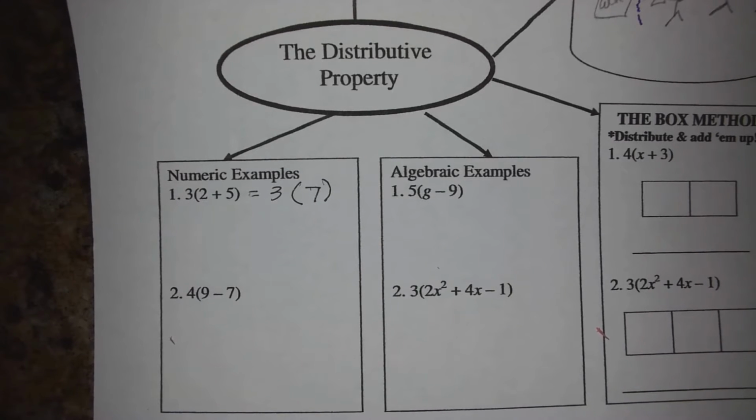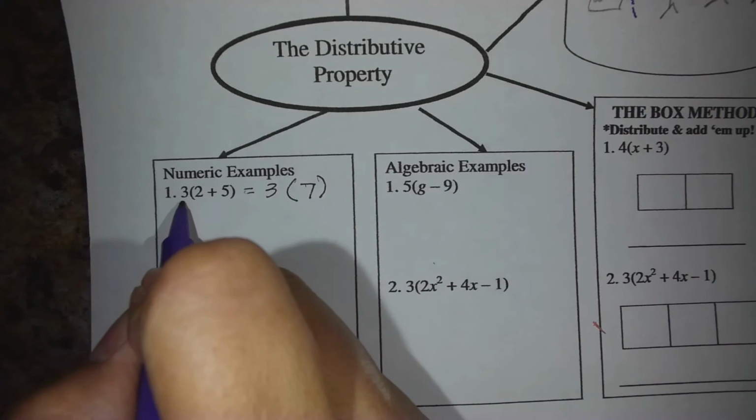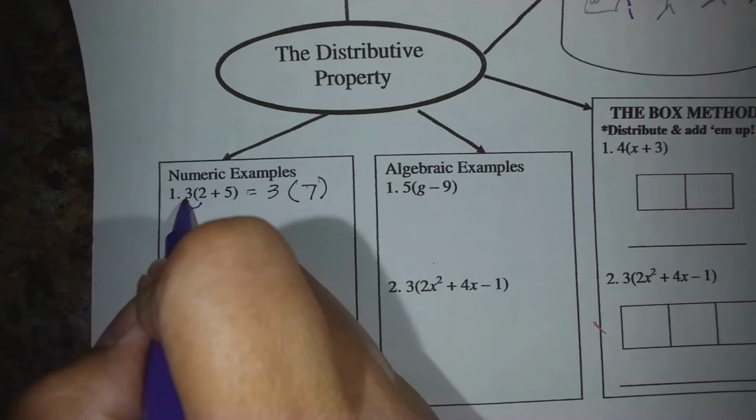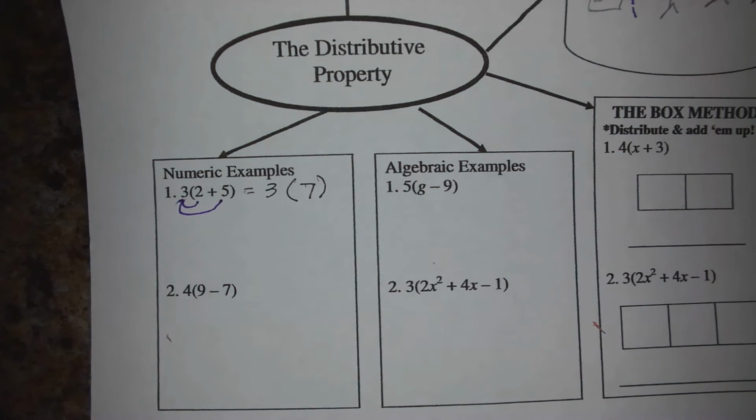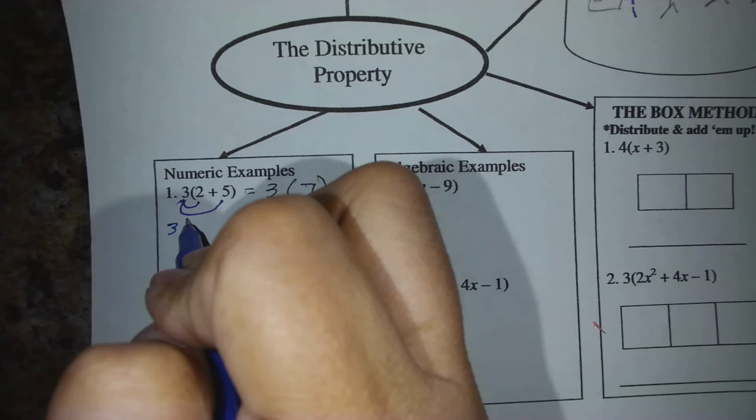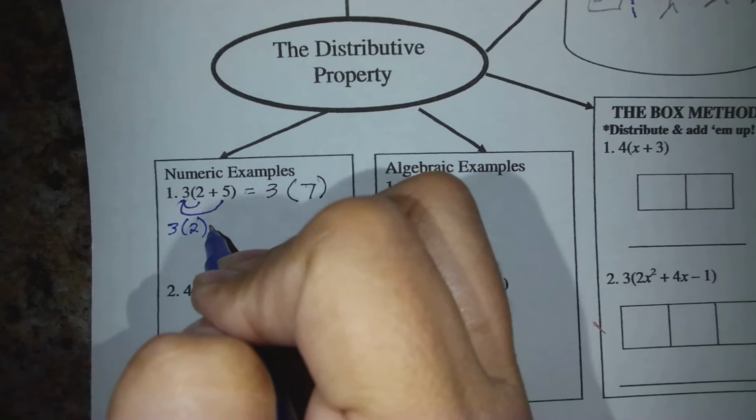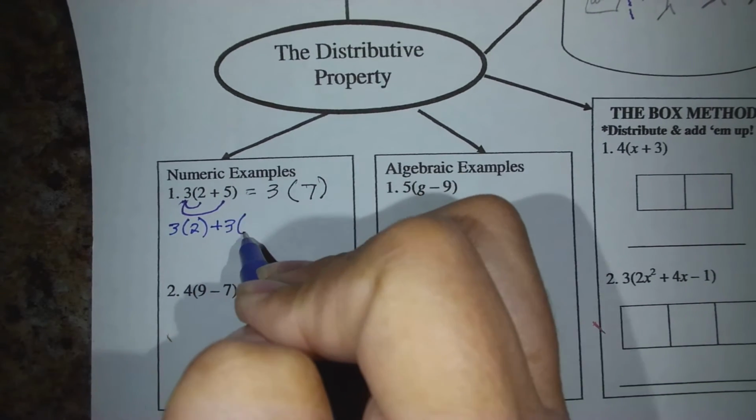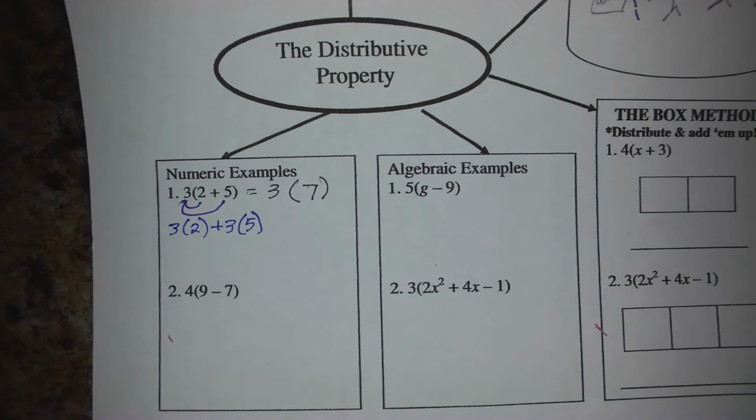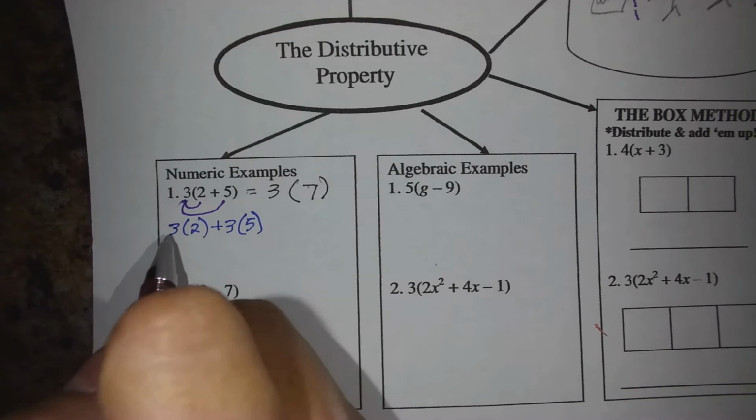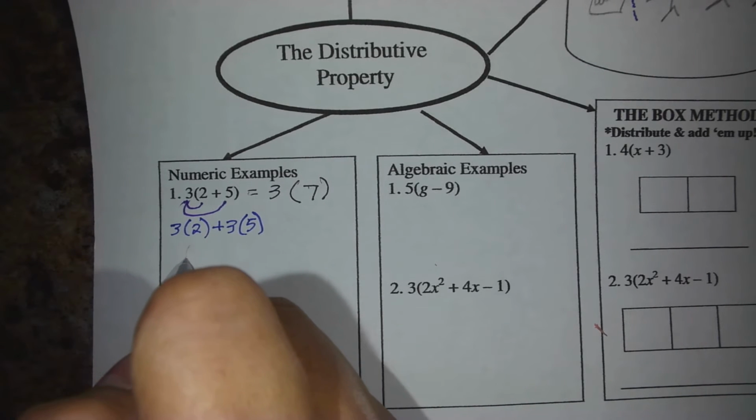So we're going to go ahead and distribute the 3. So 3 times 2 and 3 times 5. So this distribution is happening. So it's going to be 3 times 2 plus 3 times 5. Everything got a 3. Everything got a distribution of 3. So now we're going to go to the next part. The next part is the actual multiplication. So 3 times 2 is 6.